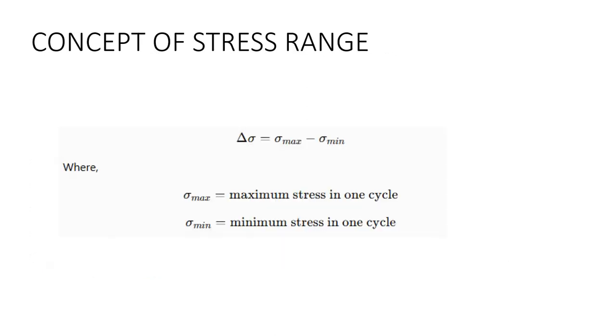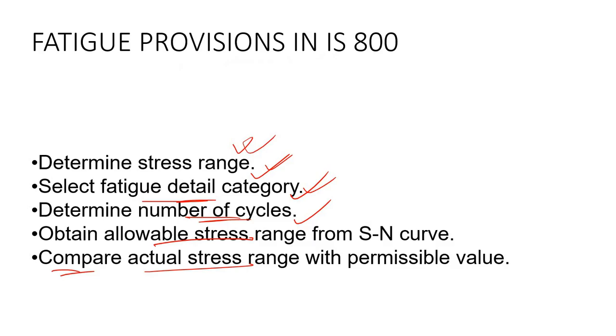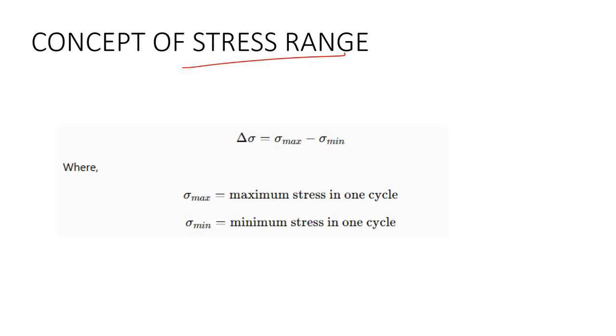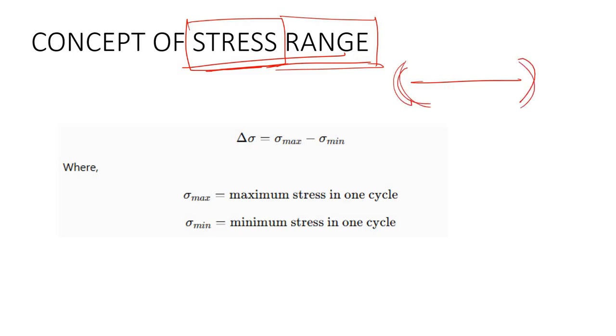At the very first, the concept of stress range. So what is basically the stress range? From the name you can see there are two words. First one is stress, second one is range. So definitely we have to define a range of stress from A to B. And what is that A? This is the maximum stress.